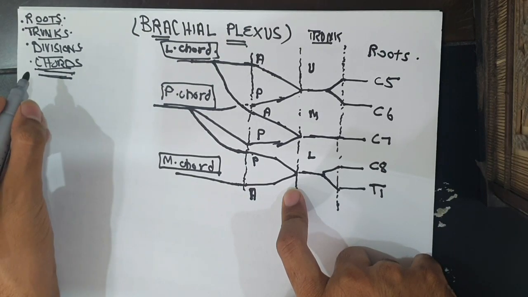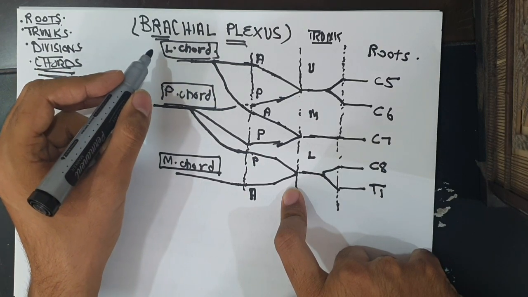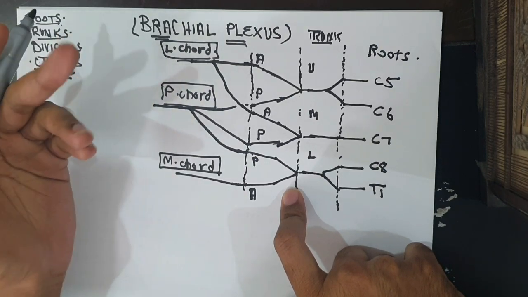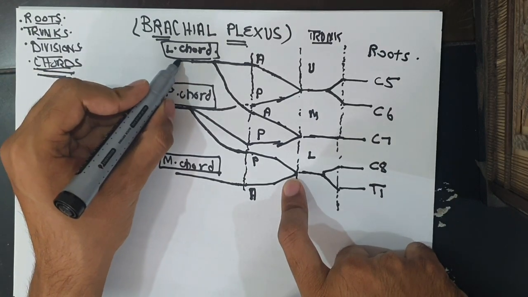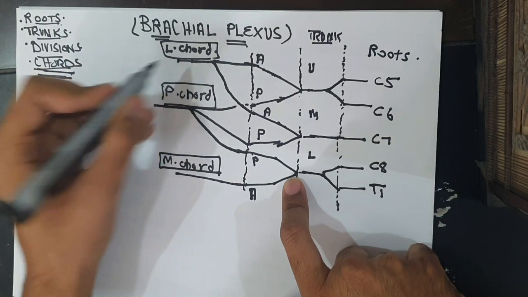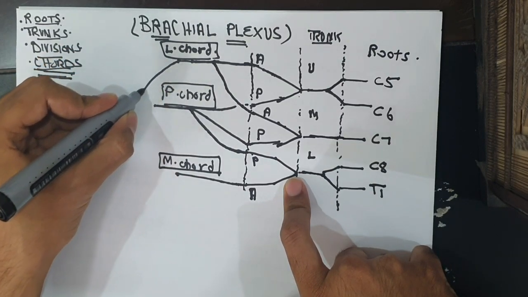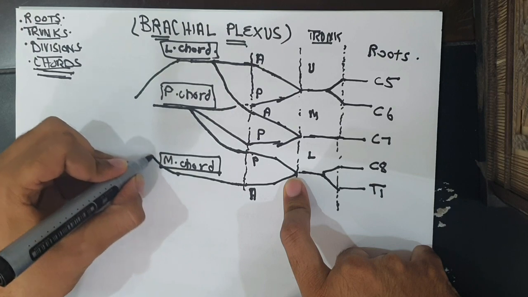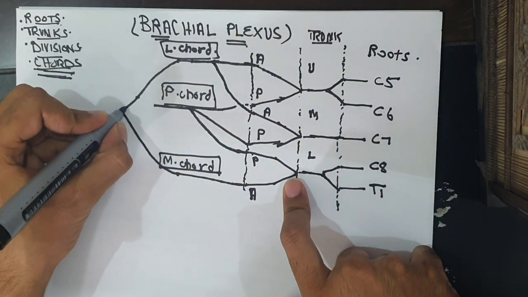Now as we've reached till here, we are going to continue on to the terminal nerves which emerge from these cords. You see here that this is the lateral cord and this is the medial cord. Simply join these two, as if they're closing on to each other.